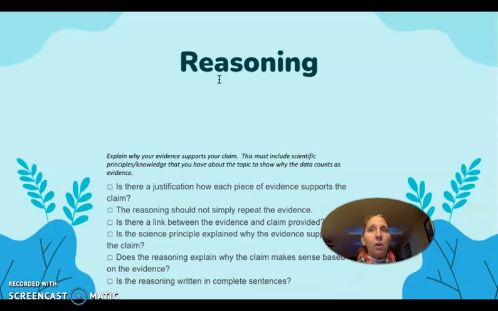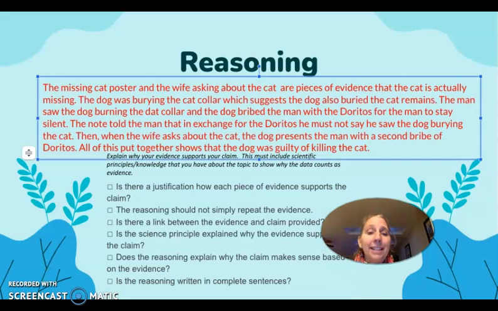The final stage of a reasoning CER is the reasoning statement. This is where you bring it all together and you identify and describe how the evidence supports the claim. This is a sample reasoning statement. In class, I had several students read their reasoning statements aloud, and they all had slightly different versions of this. So this is just an example.